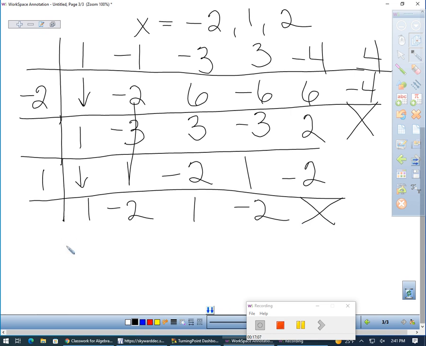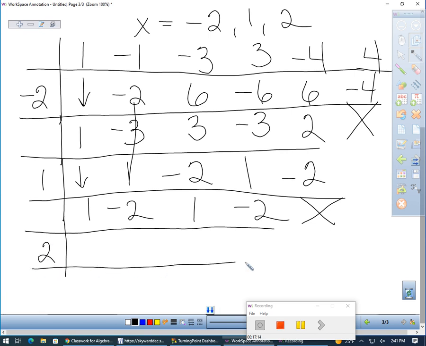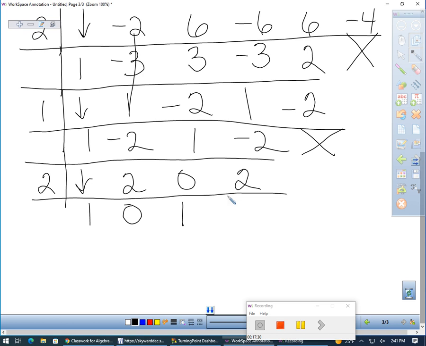We have one more zero to go. The last zero we had was +2. So we bring down the 1. 2 times 1 is 2. Add them together, we get 0. 2 times 0 is 0. Add it together, we get 1. 2 times 1 is 2. And again, when we add those together, there's no remainder. So that quadratic we have left is 1x squared plus 1.